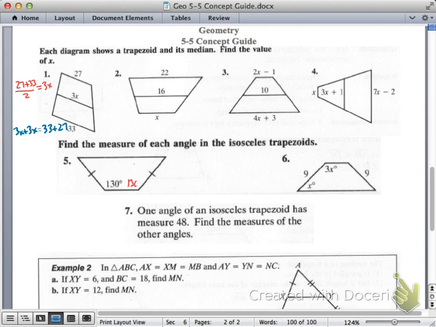Down here, we have an isosceles trapezoid, so we have base angles that are congruent. Then remember that we have same side interior angles here. So if this is 130 degrees and this is 130 degrees, then both of these angles, which are also congruent, are equal to 50. Pause the video at this point and give these other questions a shot.